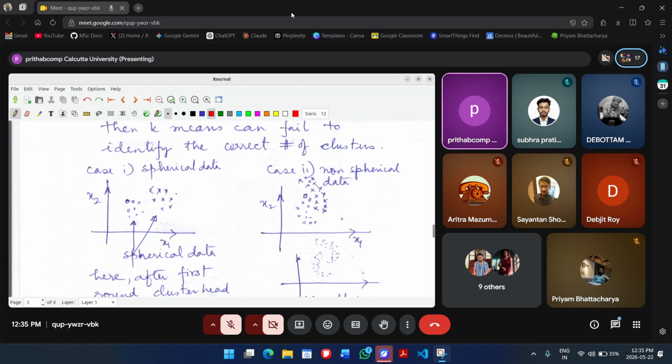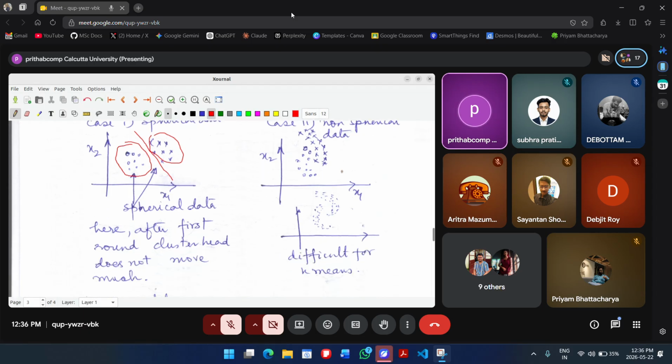This is what is spherical. This is also a sphere. If it is clearly separable, then k-means is very good. In this type of data, once you get your head, from the next iteration onwards the head will not move much.